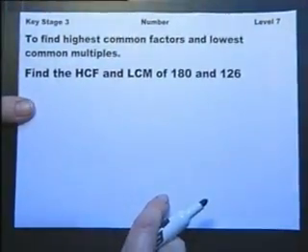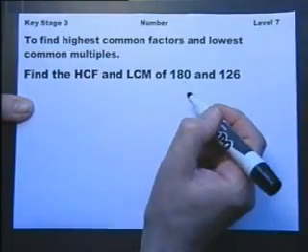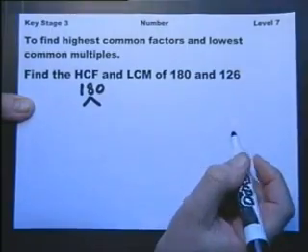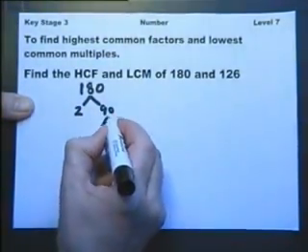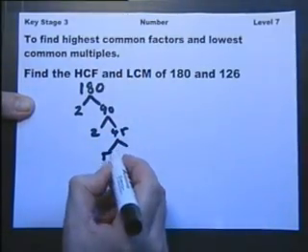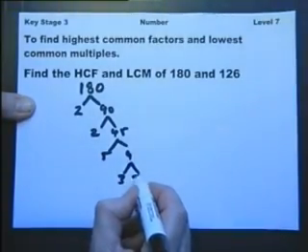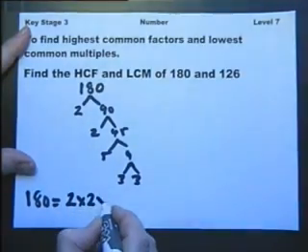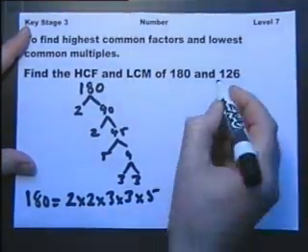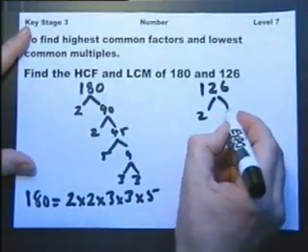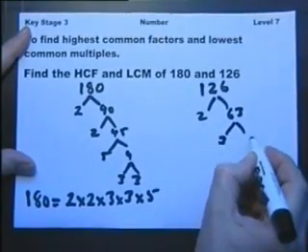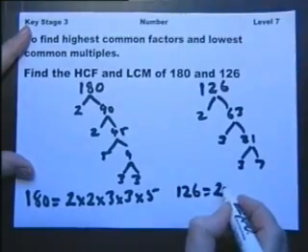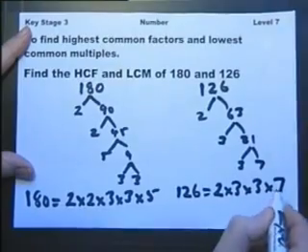Now let's look at that again with larger numbers. We want to find the highest common factor of 180 and 126. Now if we first off use factor trees to work out the product of primes, so we've got 2 times 90, 2 times 45, and 5 times 9, and then 3 times 3, we find out that 180 equals 2 times 2 times 3 times 3 times 5. Now let's do 126. 2 times 63, 3 times 21, 3 times 7. So we've got 126 is 2 times 3 times 3 times 7.